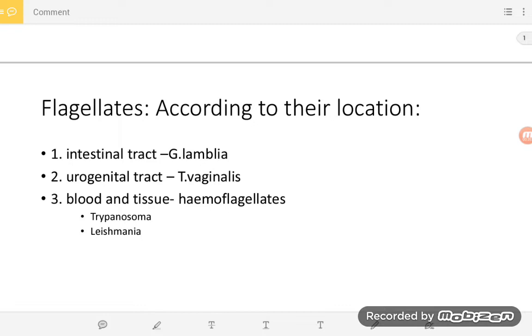First one, intestinal tract flagellate, example Giardia lamblia. Other one, urogenital tract flagellate, example Trichomonas vaginalis. These two are pathogens. They cause diseases to humans. Third one, blood and tissue flagellates, which we call haemoflagellates. Examples are Trypanosoma species and Leishmania species.